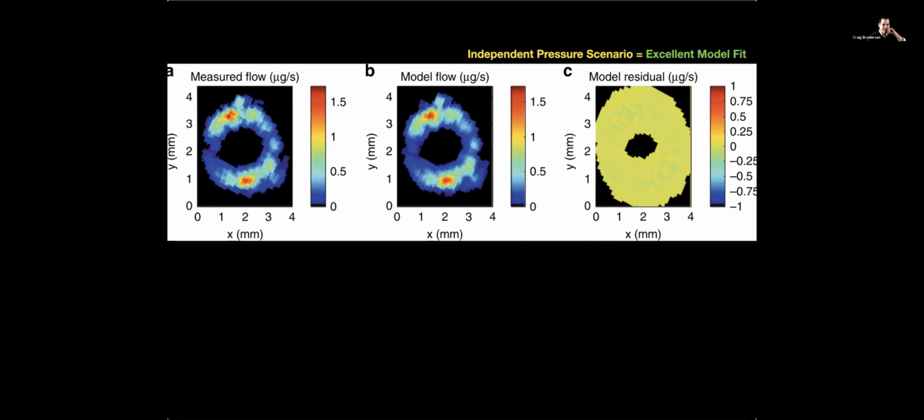And so when we do an independent pressure scenario, where we allow the modeling software to go in and pick the pressure gradient that is going to be needed in order to get good agreement between the real flow and the modeled flow, only then do we actually get a really good fit. And so our model residuals go close to zero, meaning that there's very good agreement between the two.